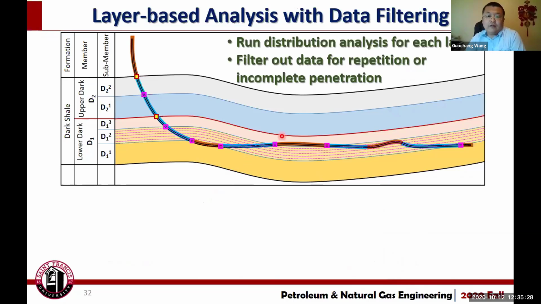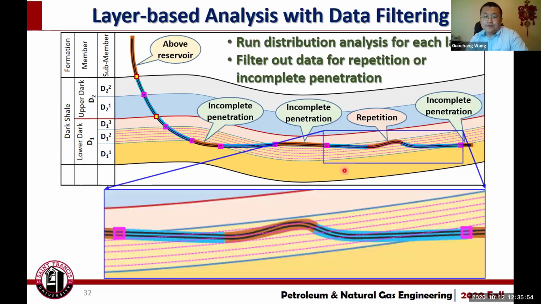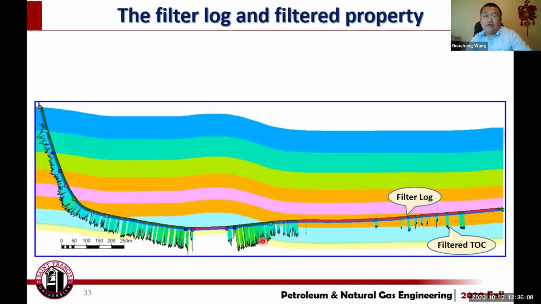Let me explain this a little bit further. First we divide the formation into many layers. If the well, for example at the end, does not penetrate through the whole layer, then we won't use this data. Or here, you see they only go into part of the layer and go away, so we won't use those data. Also, if there is a repetition even within one layer, for example here, in a single layer they go down and then go back and then go down, there is a repetition, so we also remove those data. We build this with a filter.